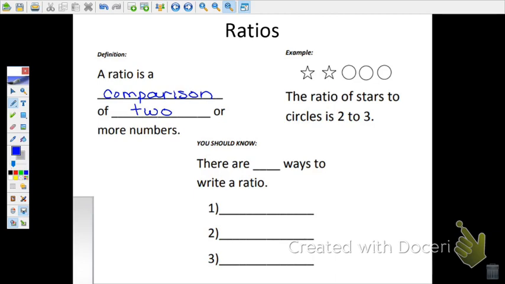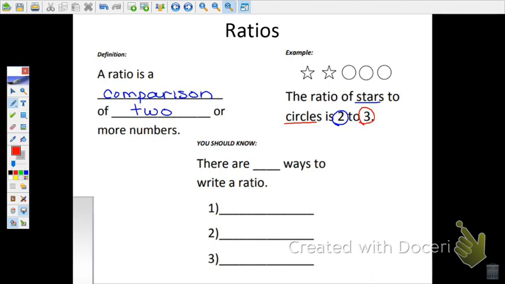An example that you see in the center of your piece says the ratio of stars to circles is 2 to 3. With ratio, order is very important. Because they said the ratio of stars to circles, stars have to be first. There's 2 stars. And then our circles was the second piece. There are 3 circles. So order is very important when we are working with these ratios.